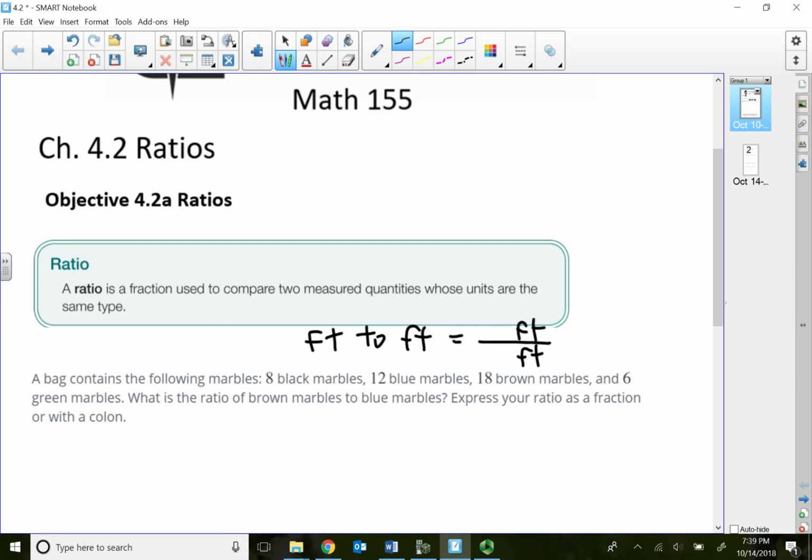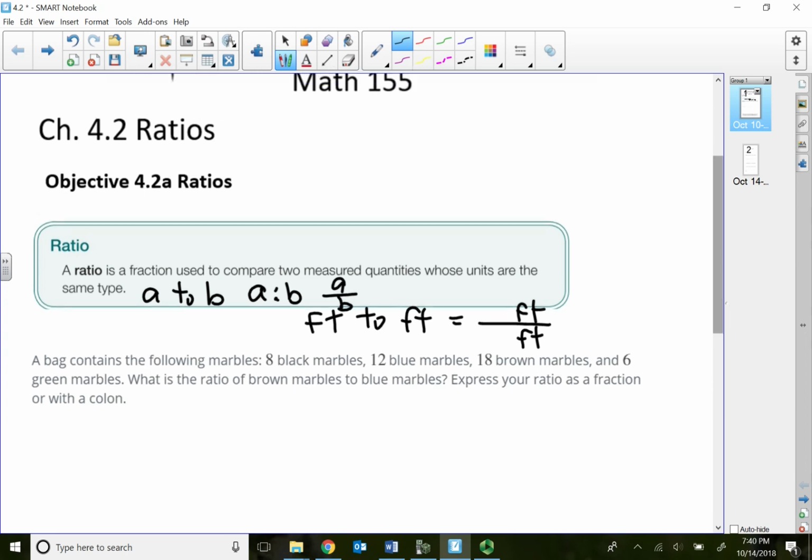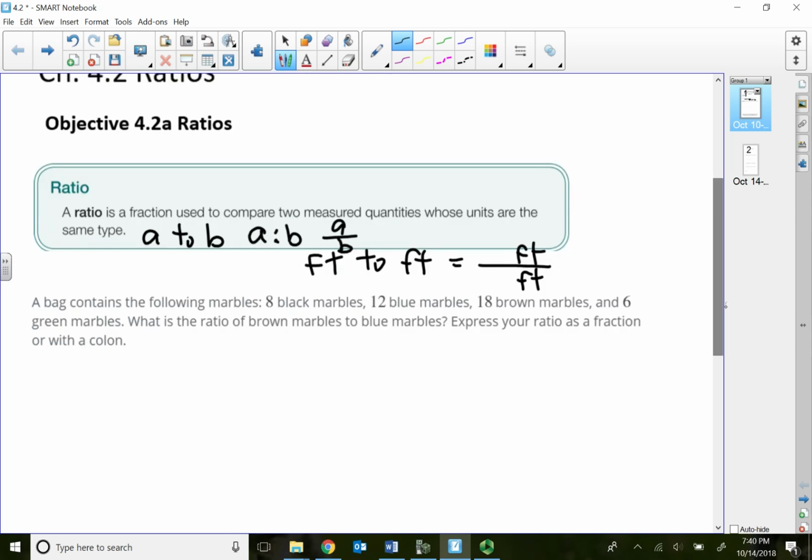A different way to write our answer for ratios: if I need to compare some quantity to another quantity of the same type, we can write them as A to B, or A colon B, or we can write it as a fraction. I prefer most of the time to write it as a fraction. Some of the homework says you can write the ratio as a fraction or with a colon. Either way will work.